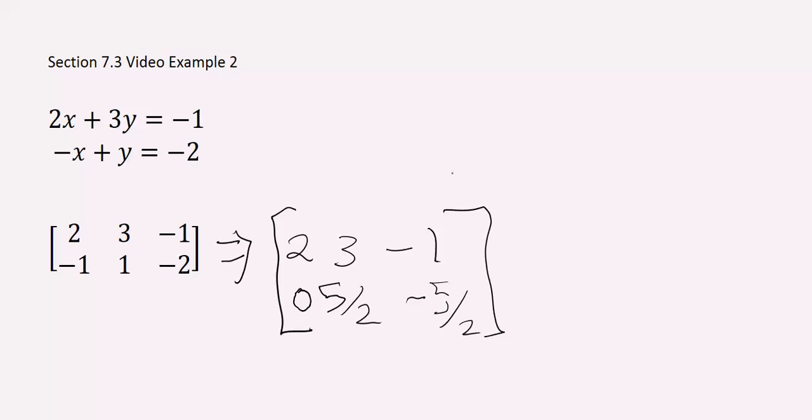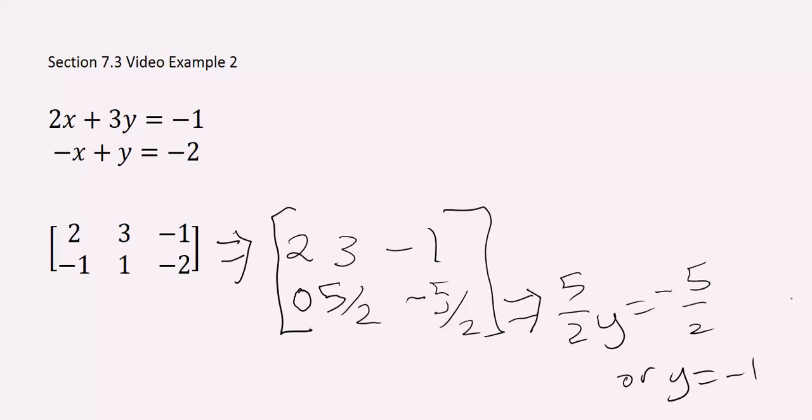And we're ready to now apply back substitution. This second equation tells us that 5/2 of y is equal to -5/2, or y is equal to -1.